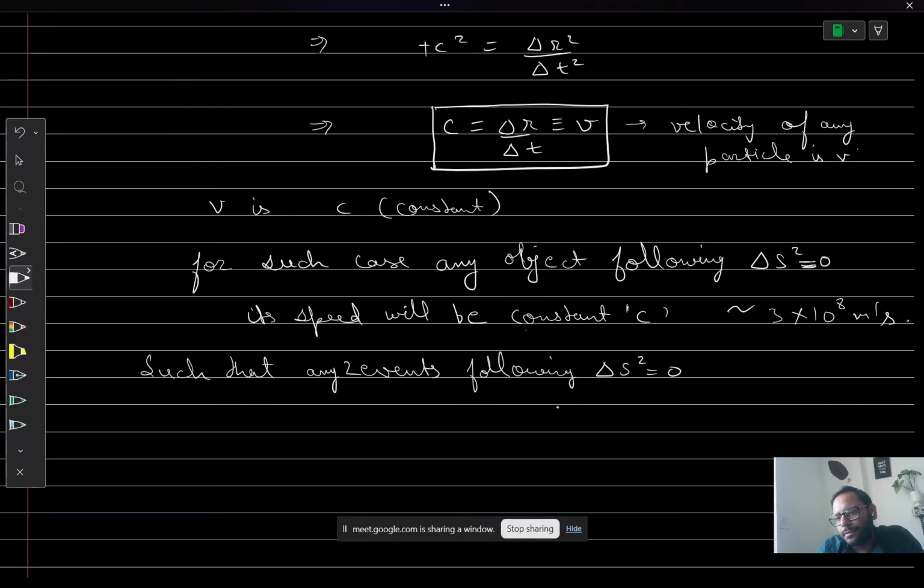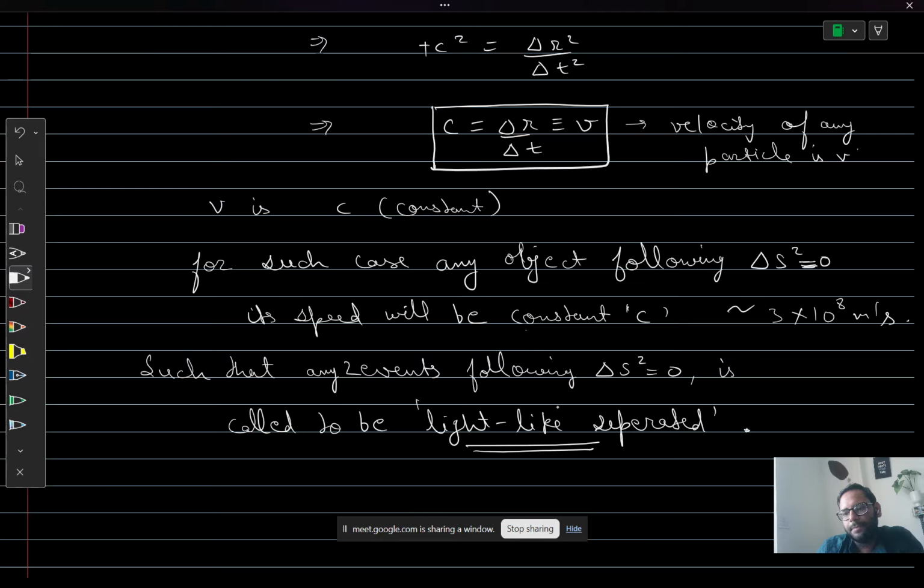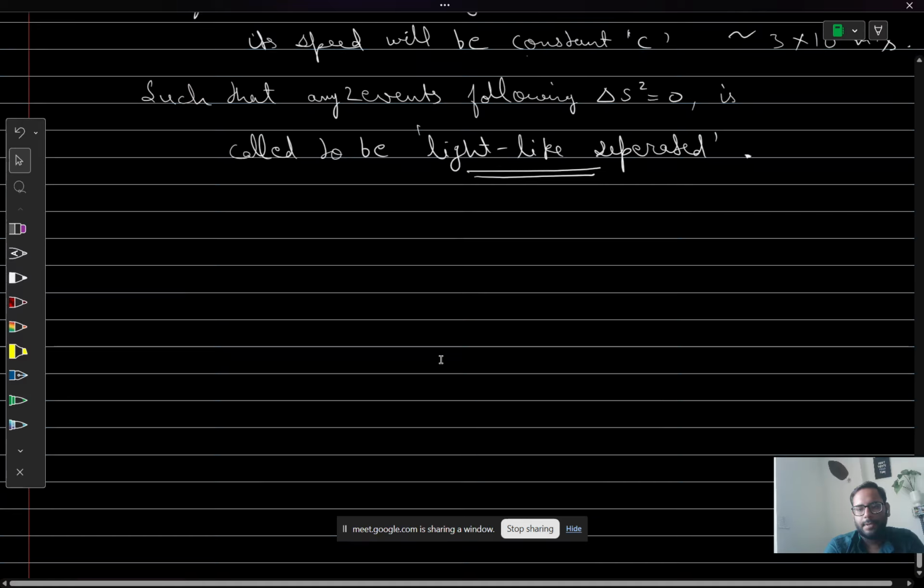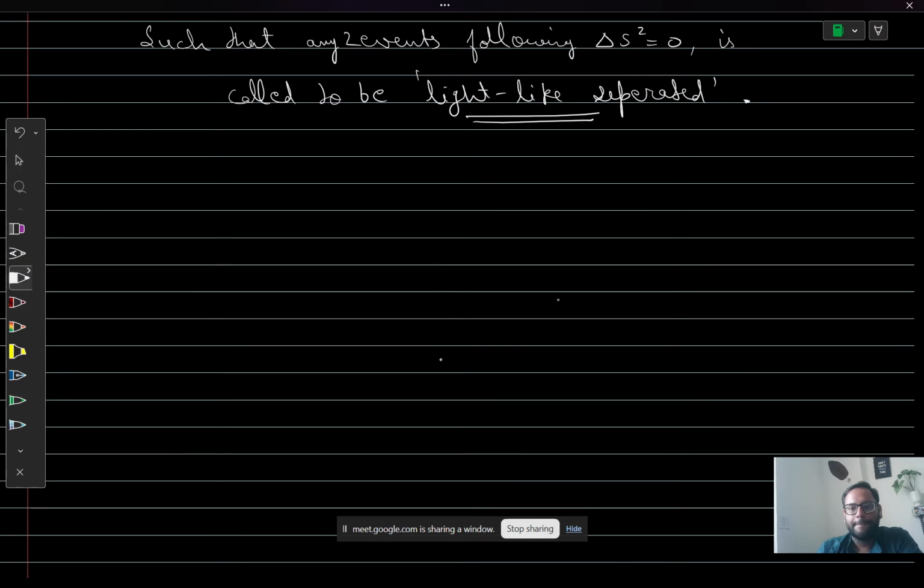This is equal to this, or could be light-like separated. Or light-like separated. This is an important term. You just have to remember it.